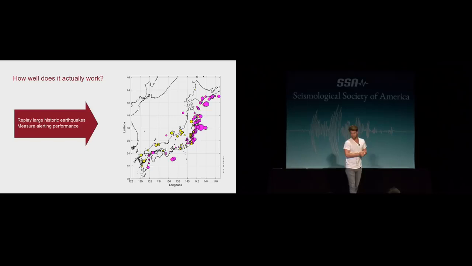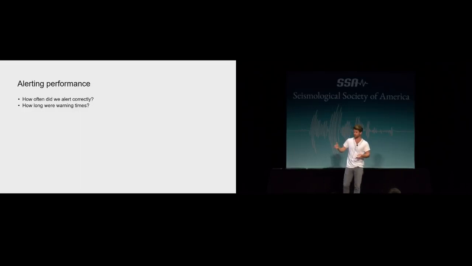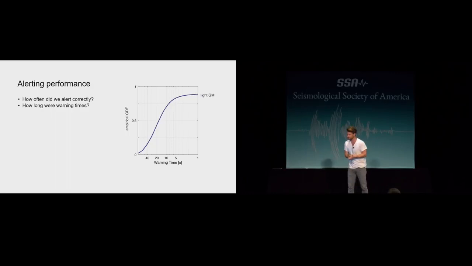One way for us to find out is to replay large historic earthquakes, like we did in this study in Japan, where we've just taken the largest 200 earthquakes from Japan, and we replay the data and measure how well we did in terms of earthquake early warning. So we reprocess all these data, and we can ask questions like, how often did we alert correctly? How long were the warning times that we could provide? And one statistic that I personally find particularly insightful is the distribution of warning times for sites that we should have alerted. And that's what's shown here in an empirical cumulative distribution function, specifically for sites that only had light ground motion.